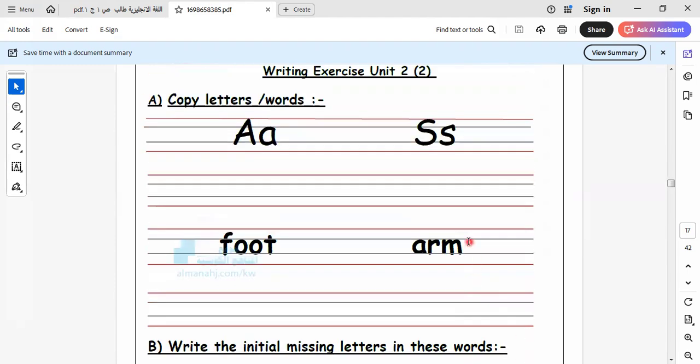By this page, by this part of our lesson, we end our lesson today.